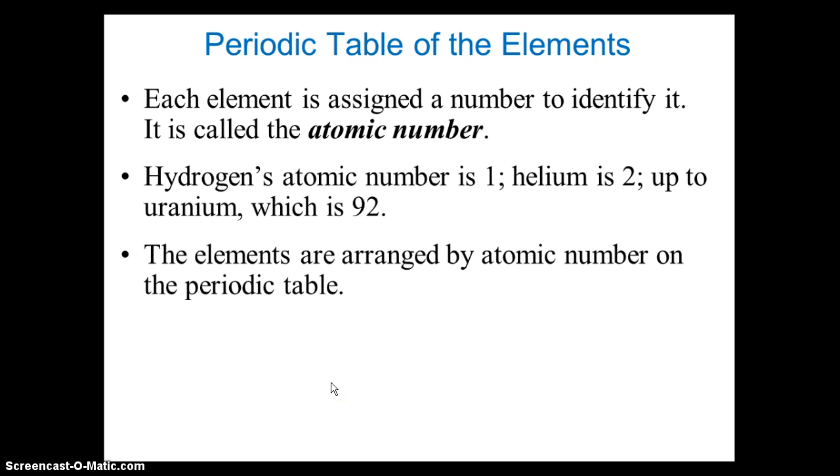Now each element is assigned a number to identify it. It is called the atomic number. Hydrogen's atomic number is 1, helium is 2, as you can see in the periodic table, and uranium is 92. So in the periodic table, elements are arranged by increasing atomic number.